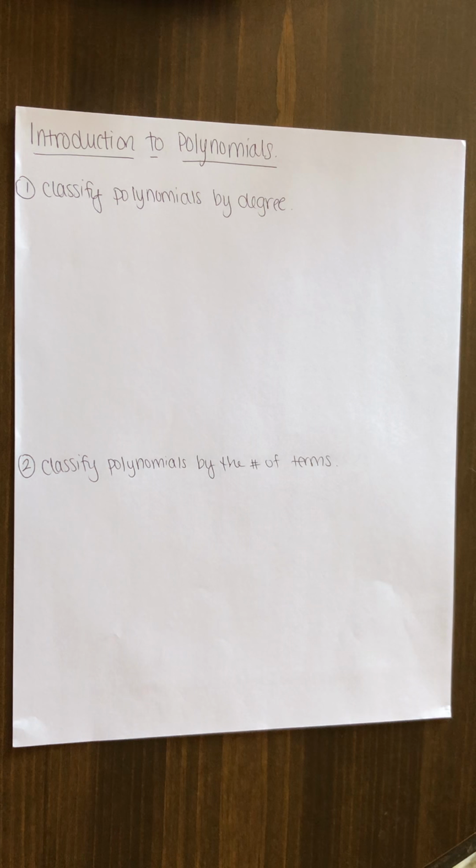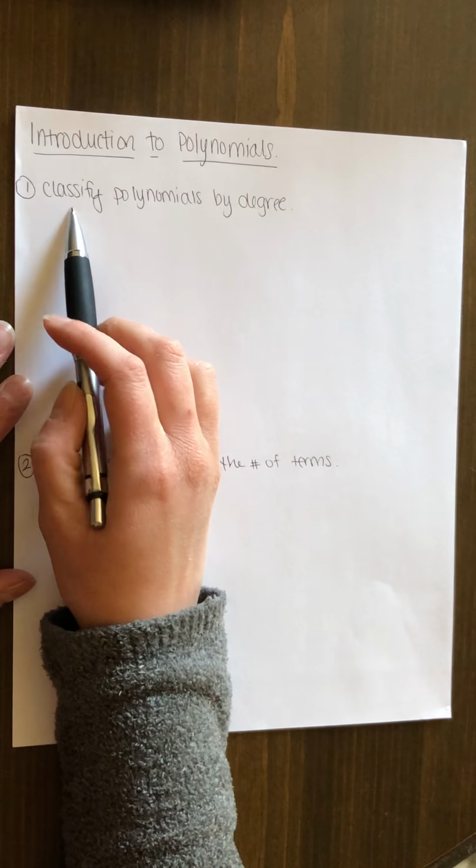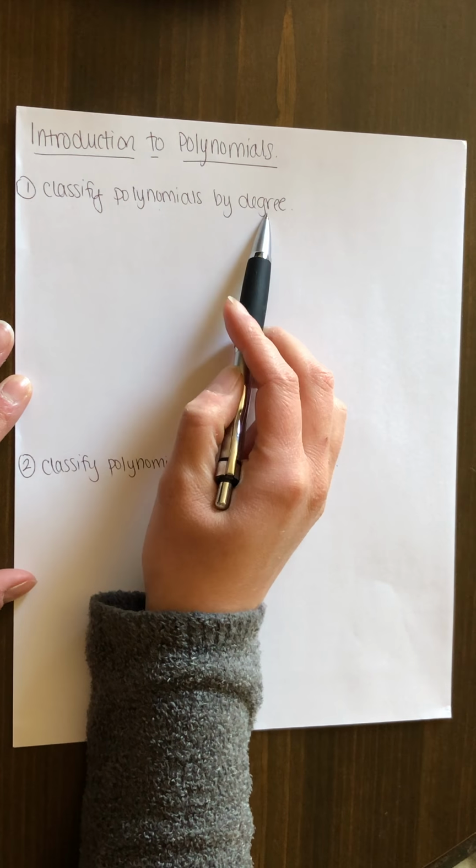Some of you have sent me an email or commented that you don't really like the videos or they're a little bit hard to follow. So I just wanted to do a quick run through of what the goals are and some of the key vocabulary in this first section, Introduction to Polynomials. The first goal of the unit is to classify polynomials by degree.